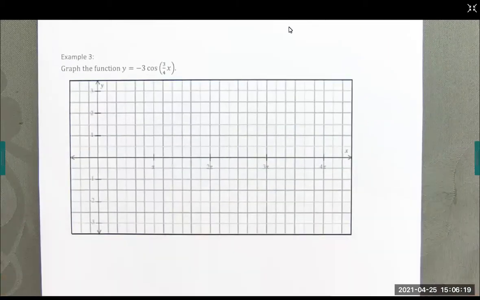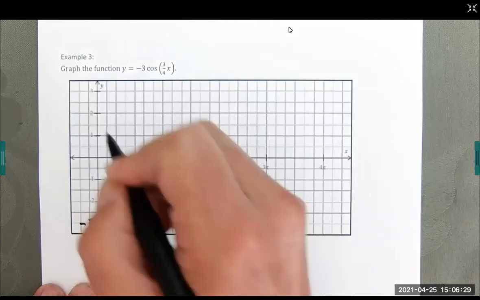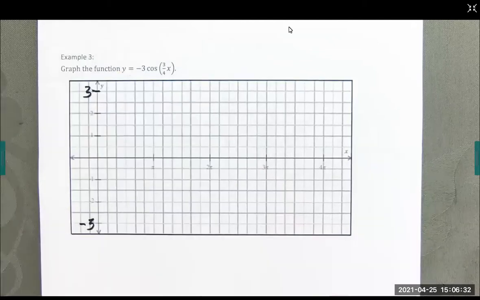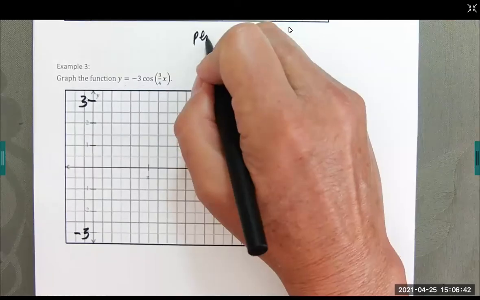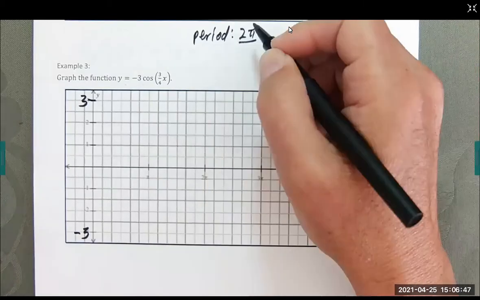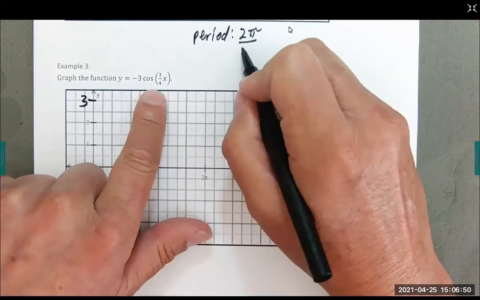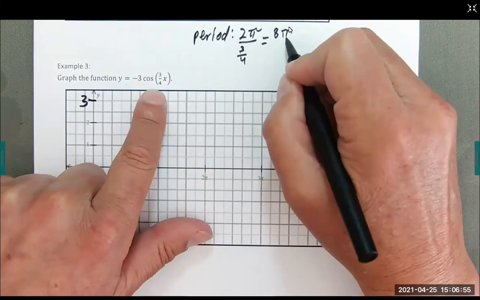Our next example, we have a cosine curve. And it looks like our amplitude is going to be 3, from -3 to 3. And we now need to find the period, which is going to be 2 pi divided by b. B in this case is 3/4. And flipping that around gives me 8 pi over 3.